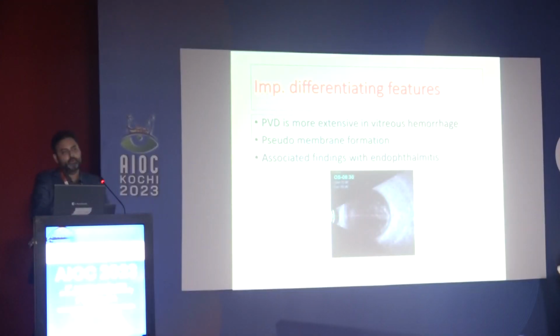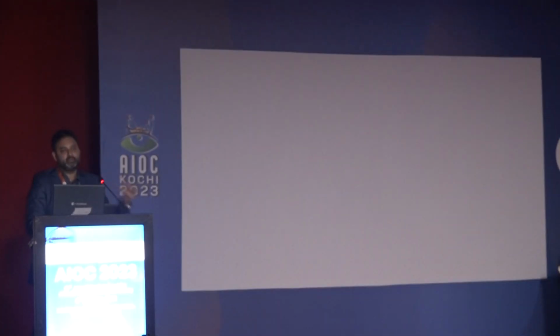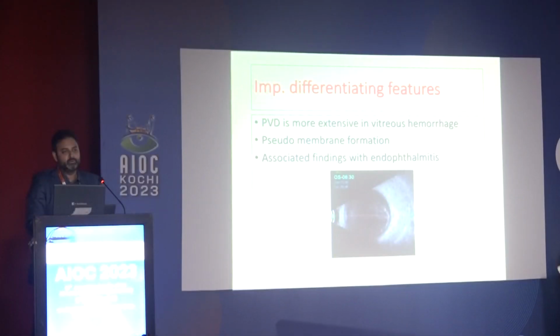Pseudomembrane formation is very important. Older hemorrhages, inferiorly, we talked about this, clumping, gravity dependent, are going to form pseudomembranes, very suggestive of old vitreous hemorrhage. And of course, in endophthalmitis, clinical signs are important. If it's a painful red eye, then let's not be talking about vitreous hemorrhage, no matter what the ultrasound is saying, right?